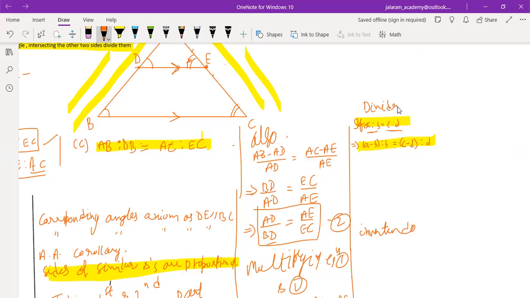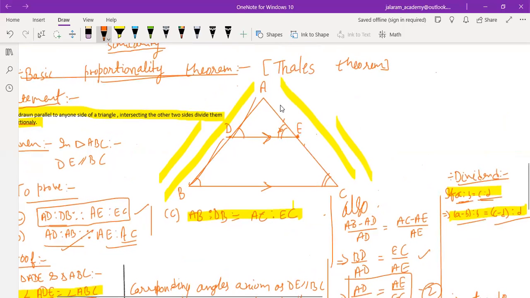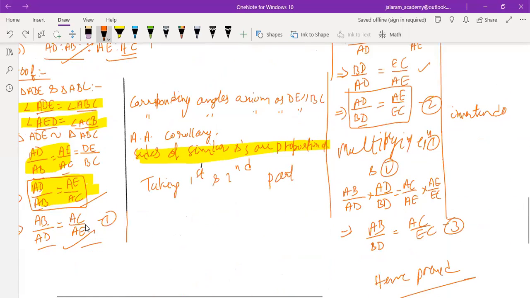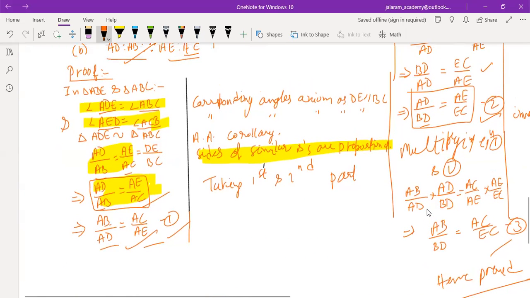This we have studied in the topic ratio and proportion. If A is to B equals C is to D, it implies A minus B upon B equals C minus D upon D. So when we have used it, we are able to prove AD is to DB equals AE is to EC. And the third is obtained when we multiply equation 1 and equation 2. So all these statements are termed as basic proportionality theorem.